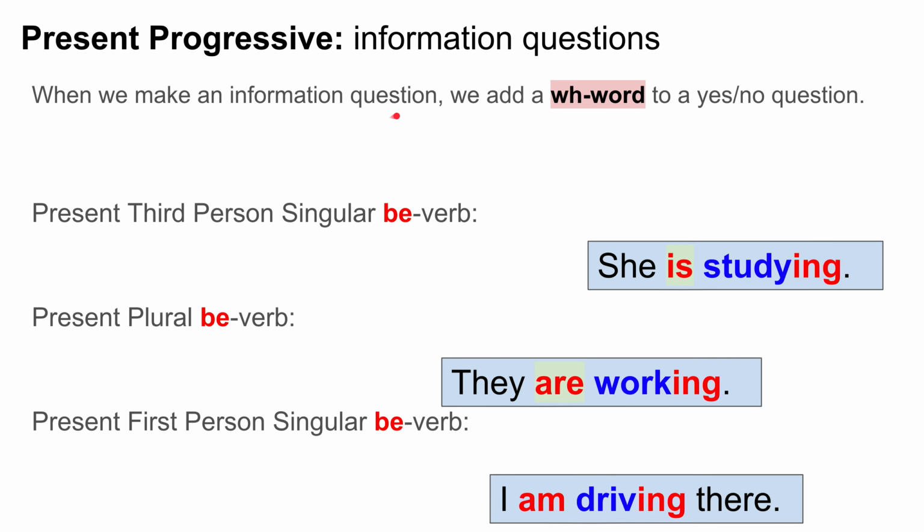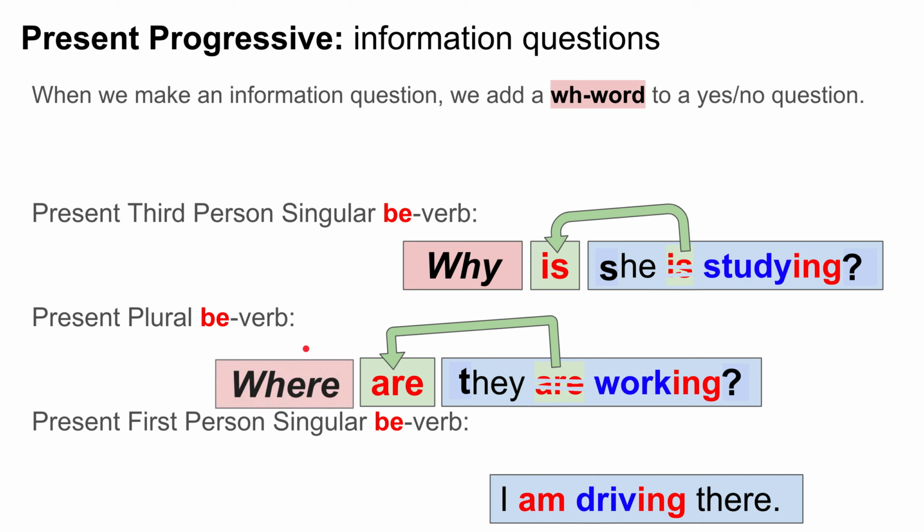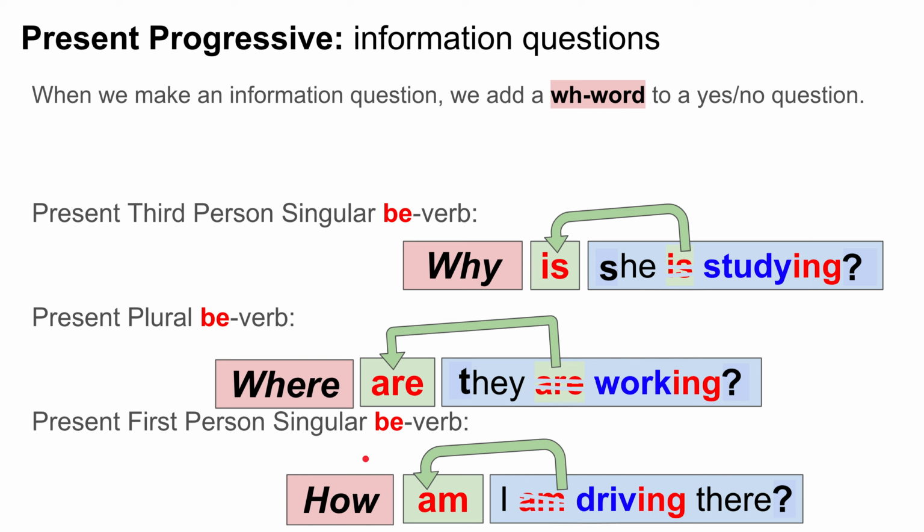When we make an information question, we add a WH word to a yes-no question. So let's look at some of the sentences, turn them into yes-no questions, and then add a WH word. So first, she is studying. Is she studying? My yes-no question. My WH question: why is she studying? Let's look at this one. They are working. Are they working? That's my yes-no question. WH question: where are they working? My sentence: I am driving. My yes-no question: am I driving? My WH question: how am I driving?